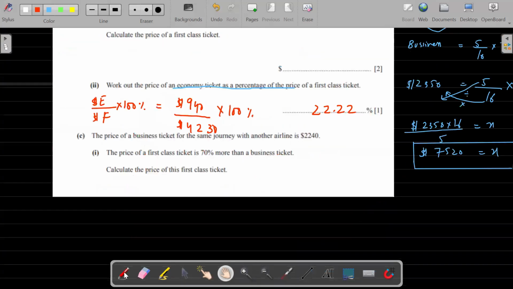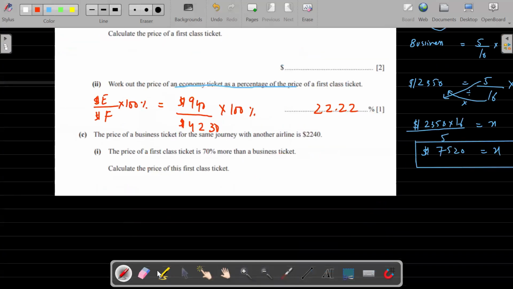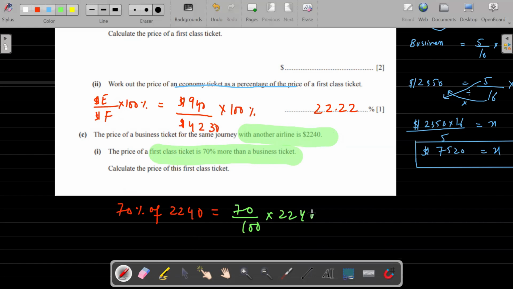Now it says that the price of the business ticket of the same journey is 70% more than this ticket. So we can calculate the 70% of that, then I'm going to add them up over here. So 70% of 2240 will be 70 over 100 times 2240. Let's simplify.